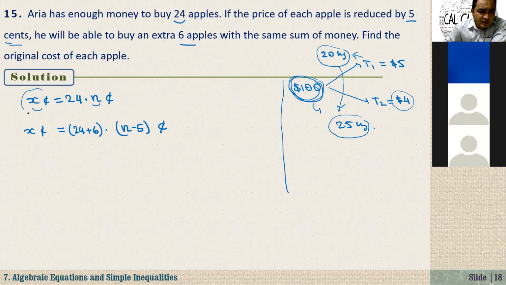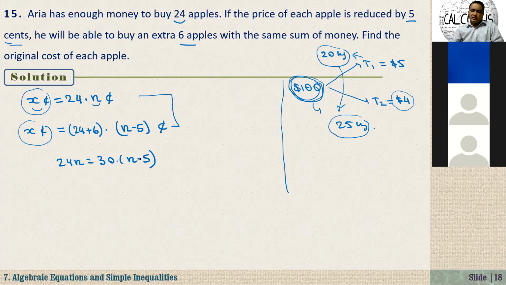Left hand sides, they are equal. That means that also the right hand side should be equal to each other. Here we have 24n, and that should be equal to 24 plus 6, which is 30, times n minus 5. So that is our algebraic equation. So we have to solve it. So here we have 24n equals 30n minus 150.